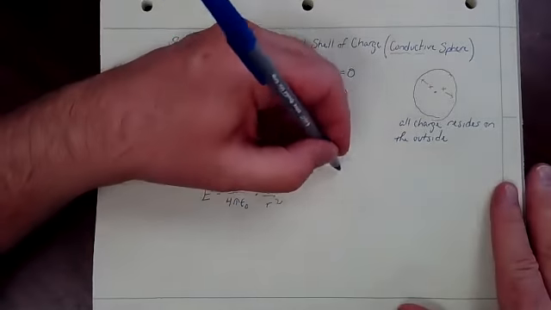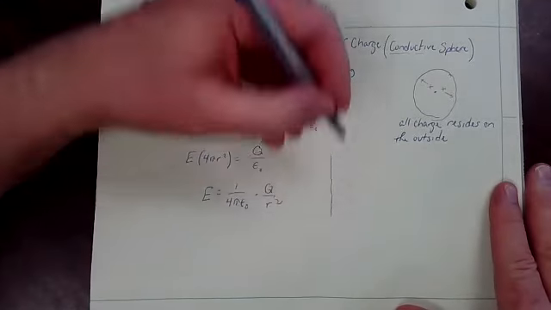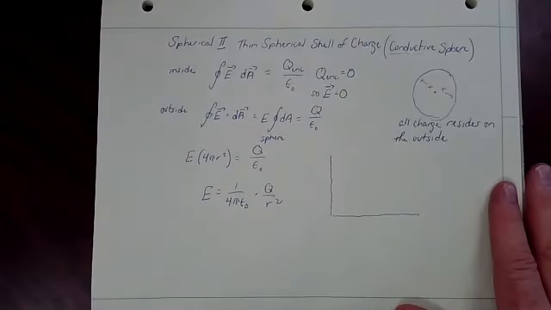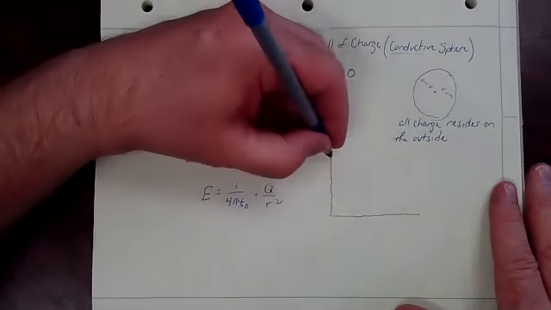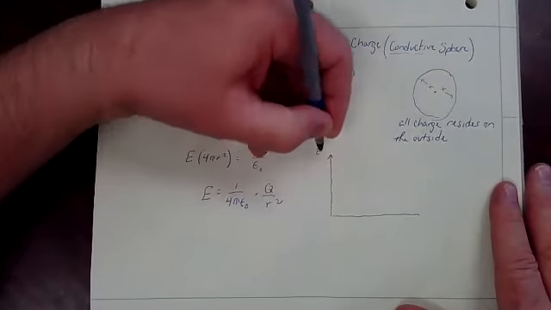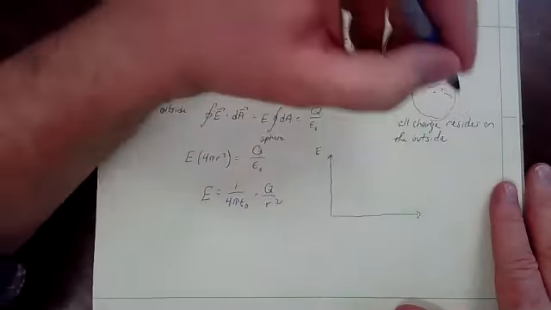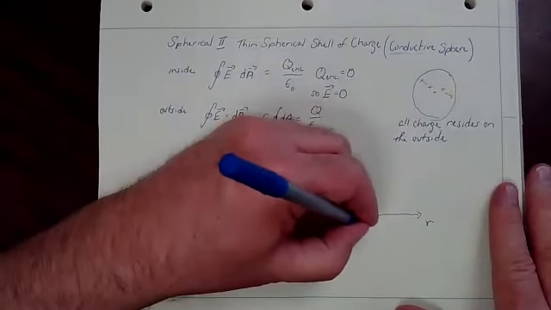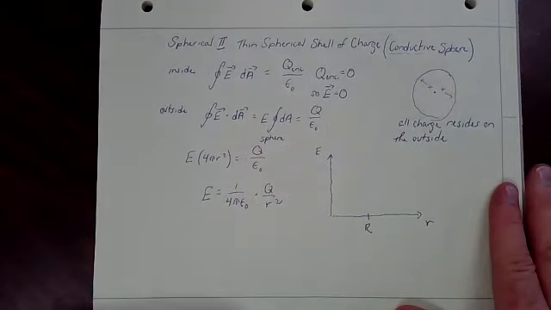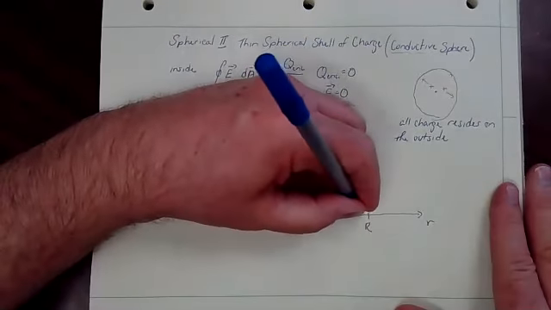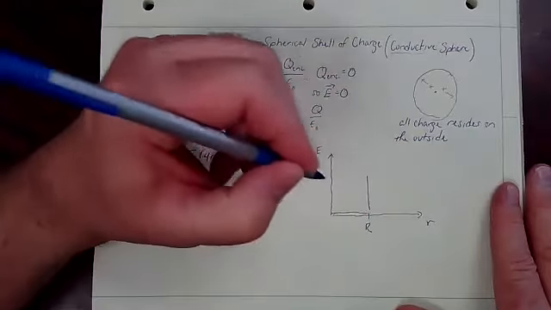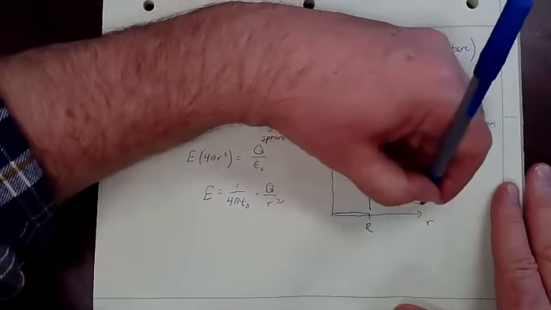And so now when we plot our electric field, there's a big discontinuity. Inside the radius, the electric field is 0. And then when you hit the outside, bam, it jumps up and then falls off as 1 over r squared.